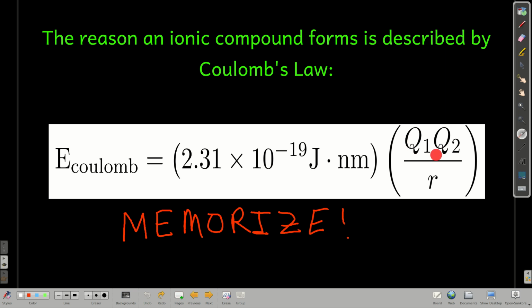The units of charge, Q, usually are coulombs, but that's taken into account in this number right here. So these numbers here are unitless, and they're positive or negative integers. This R is going to be the distance between the nuclei, and it's going to be in nanometers. That's taken into account in this number here. Memorize this equation.